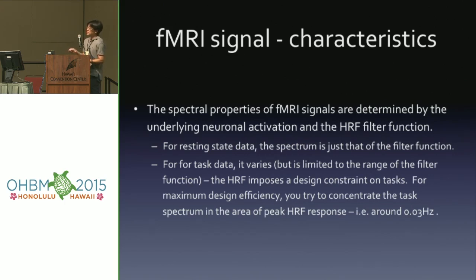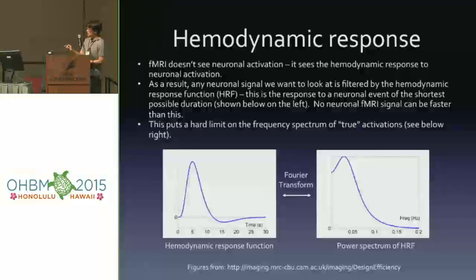For task data, actually it varies. The spectrum of the task data varies based on how you design the task, and it is also confined by the HR filter. To maximize your design efficiency, you want to concentrate your task spectrum at the peak location of this HR filter. If you look at the filter here, you want to align your task spectrum with this peak, which is about 0.03 hertz.